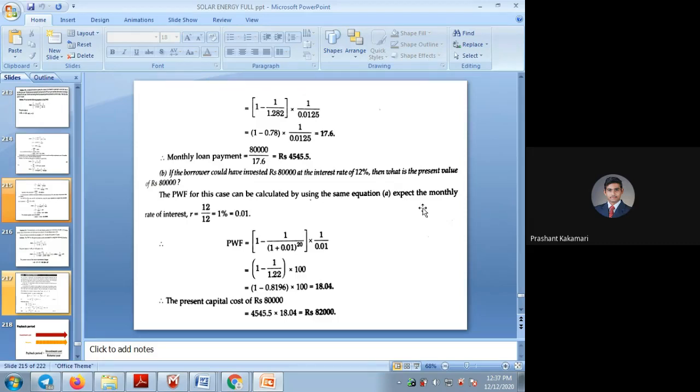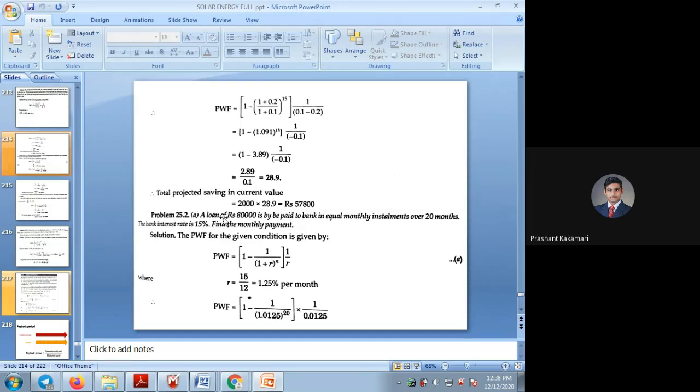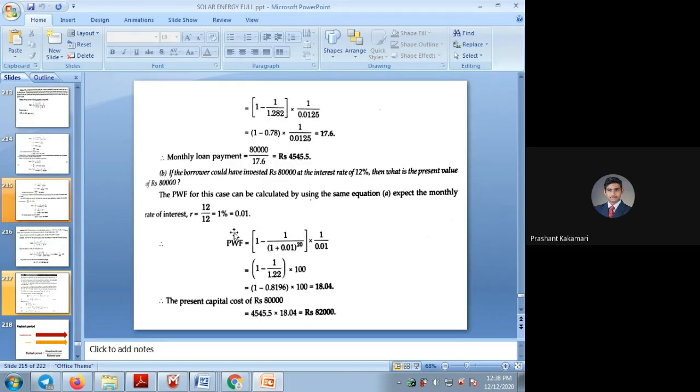So they have assumed something here, the monthly rate of interest. So here the rate is 12% per year, so per month they are going to find 12 by 12, that's 1% rate of interest, 0.01. That they are going to substitute in the given formula for 20 months. As months and other things are not given, they have considered the main problem itself. So using these values in the formula, one can find the present worth factor is positive 18.04.